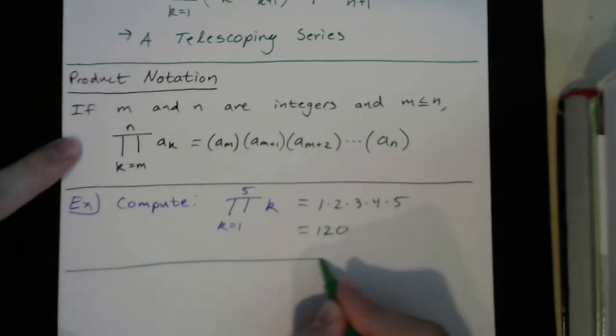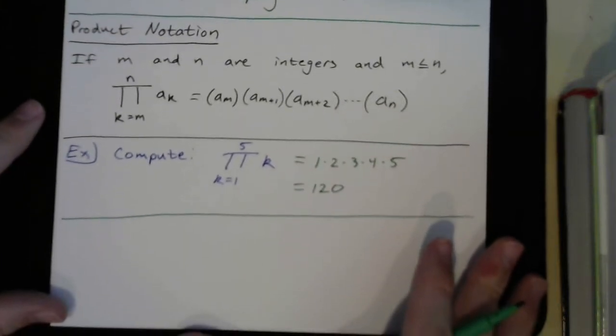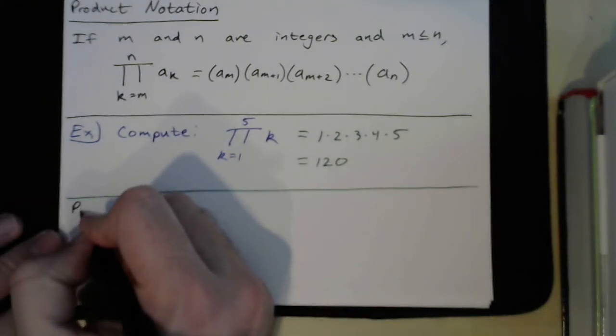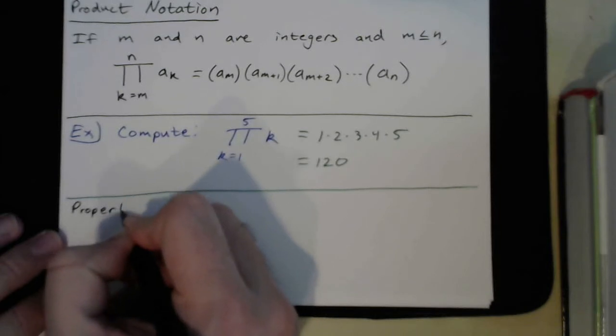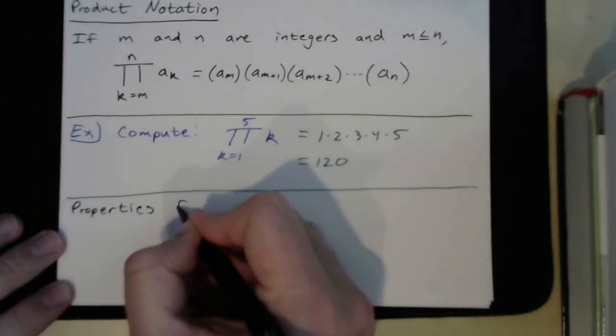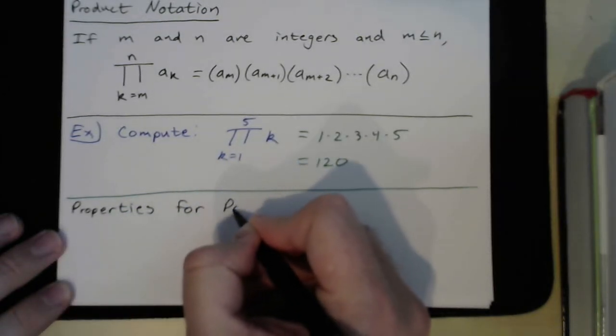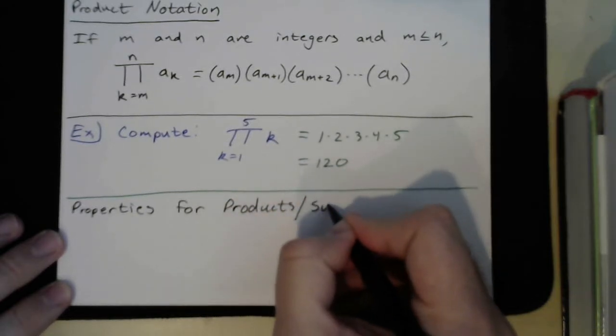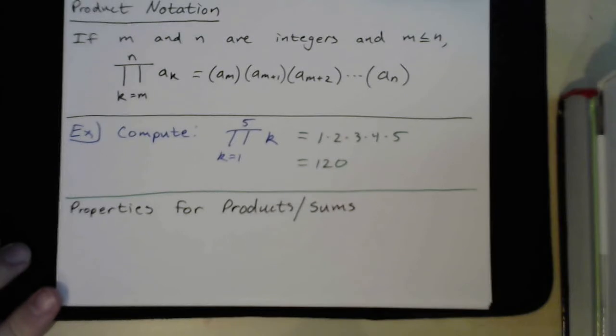So we're not going to do too much with repeated products. You're going to see them. We're going to use them. I just want you to have seen it in case you haven't. But we do have some properties for products and sums. Most of these should be review. Products slash sums.